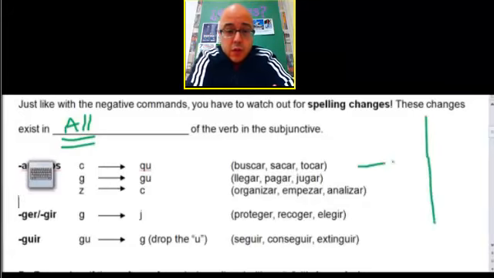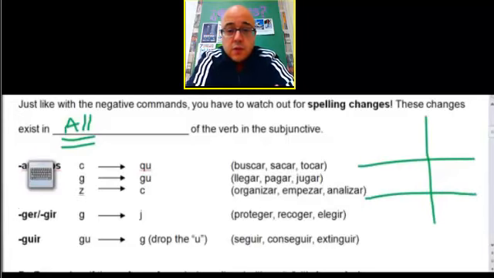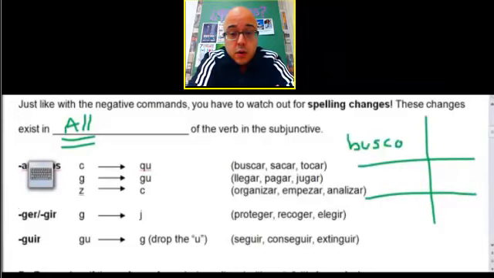I'm going to go with the car, gar, and zar verbs. First, I'm going to use buscar. The yo form is busco. Then we drop the o and swap the ending. So we'd use e, but that would be pronounced busé. So we have to make the change, right? And how do we make it sound like busque? Well, we add the QU. And this change would happen in all forms: tú, él, ella, usted, nosotros, vosotros, and ellos, ellas, ustedes.